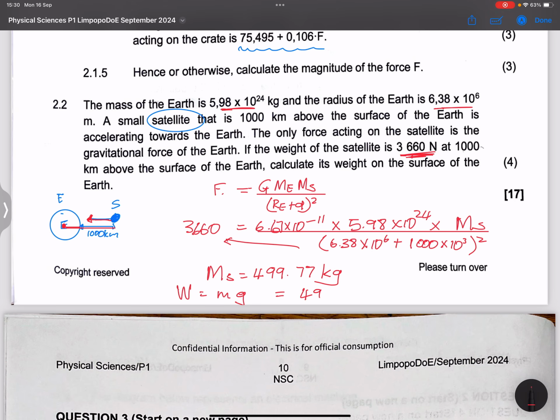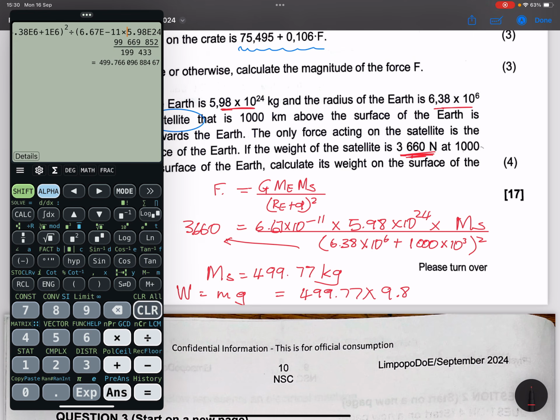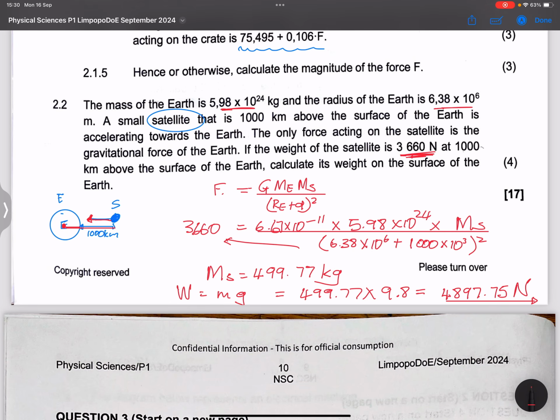This is 499.77 multiplied by 9.8, and I get the weight on the Earth to be 4,897.75 newtons. Remember that weight is actually a force, and forces are quantified in newtons.